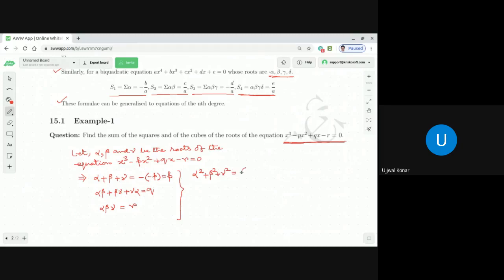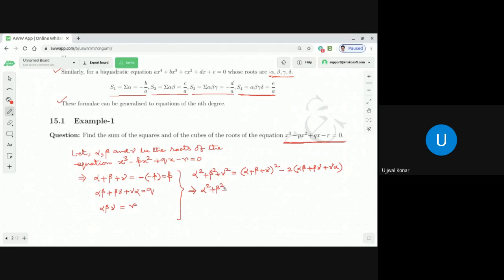So that will be what? This is equal to alpha plus beta plus gamma whole square minus 2 into alpha beta plus beta gamma plus gamma alpha. Correct, no? So this implies what? This implies alpha square plus beta square.